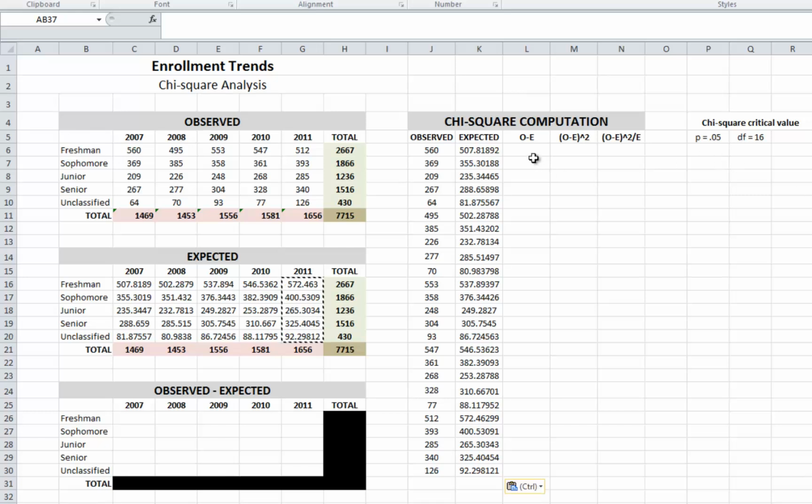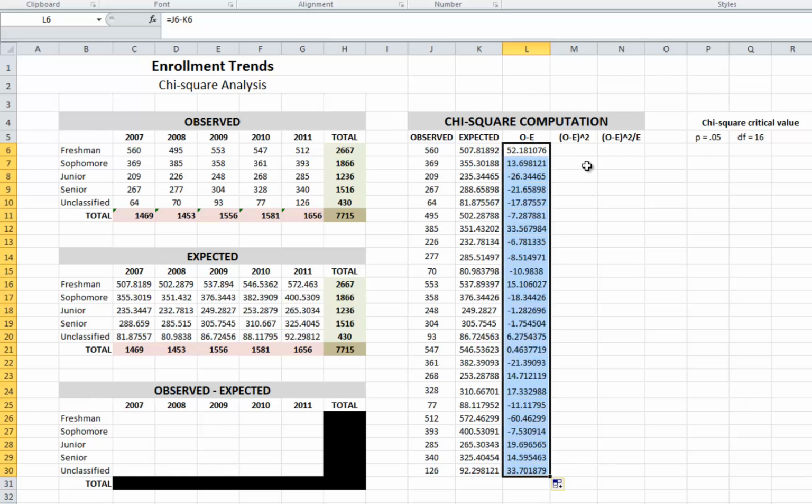Okay, so next thing we're going to do is a simple subtraction, and we'll do it with a formula, of course, to make it easier. We want to do observed minus expected there in the middle column of our chi-square computation. So to do this, we just have equals, then we'll select the observed minus the expected next to it. That's it. Now, of course, we can just do the autofill, so it turns into the black cross there. We'll drag down, and that's that. Easy.